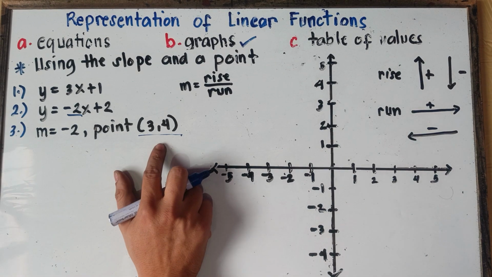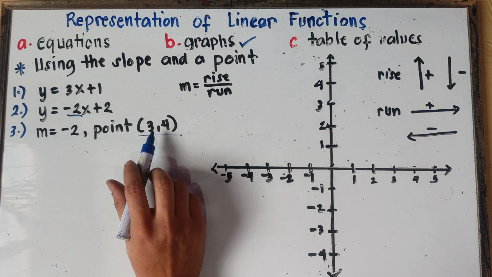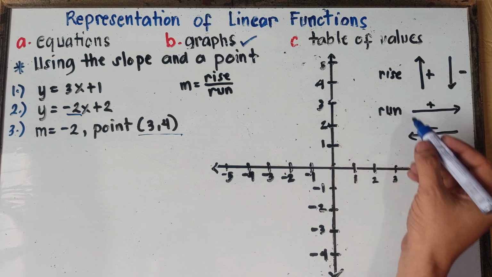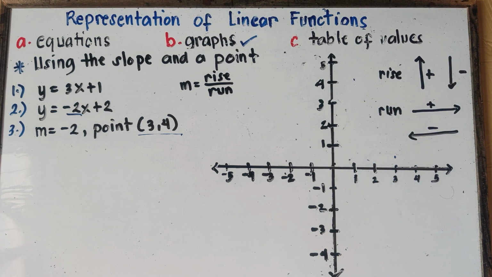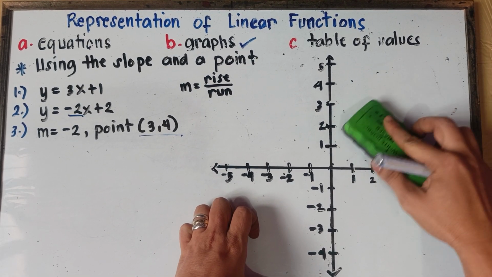So simply plot that one on the Cartesian plane. Where's that one, class? 3 and then 4. That's correct. We have positive 3 for x, and then y is positive 4. This one right here. Okay, let me just erase this one, class.